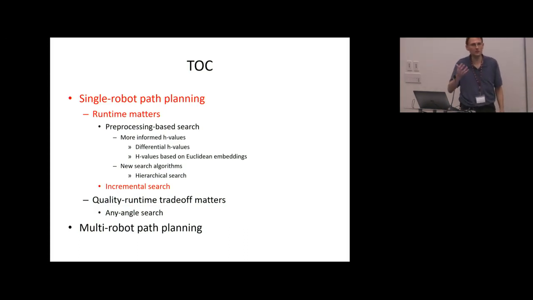The idea of preprocessing-based search was that we used information acquired before the search, in this case during a preprocessing phase, to speed up the search. But if you perform a bunch of searches in a row, then you can also use information from the previous search to speed up the current search. Okay? So very similar idea, but no preprocessing phase, but we use the information that we gained from a previous search. So that leads us to incremental search.